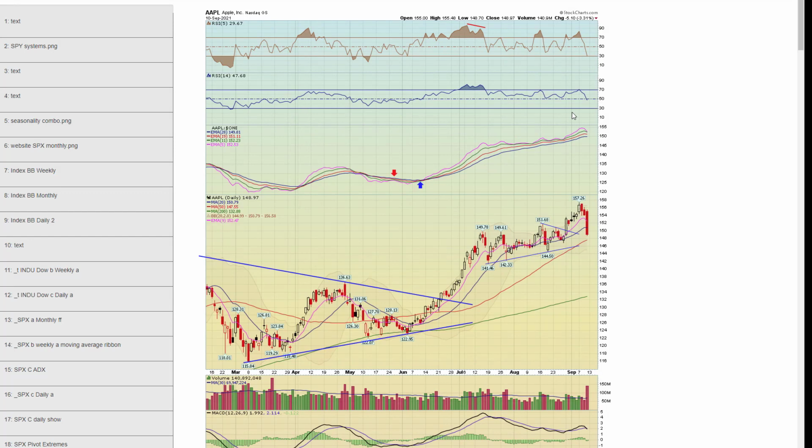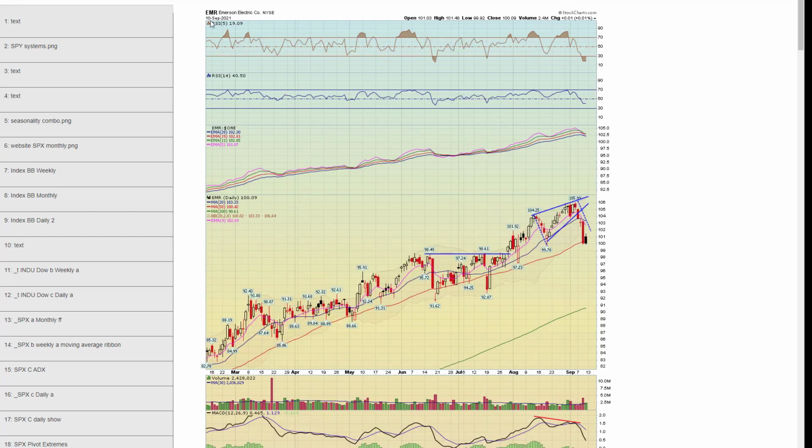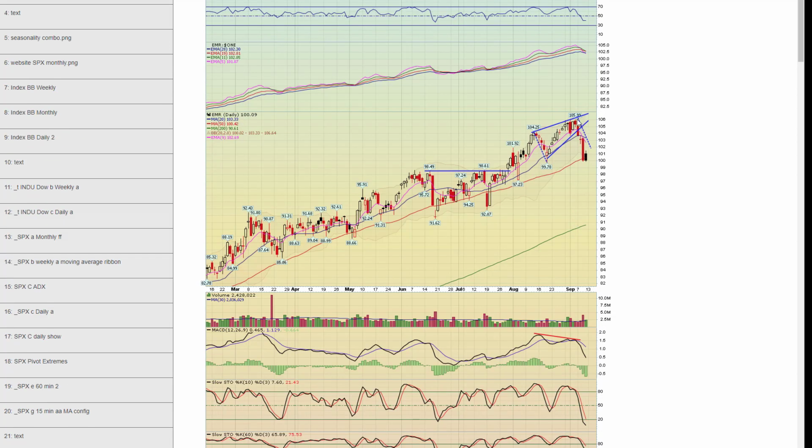Next, I'm going to go over some of these recently triggered setups. So EMR was a short idea from Steve last week. Rising wedge. Again, wedge patterns, guys, remember, MACD divergence. They always have divergence. So this played out nicely.